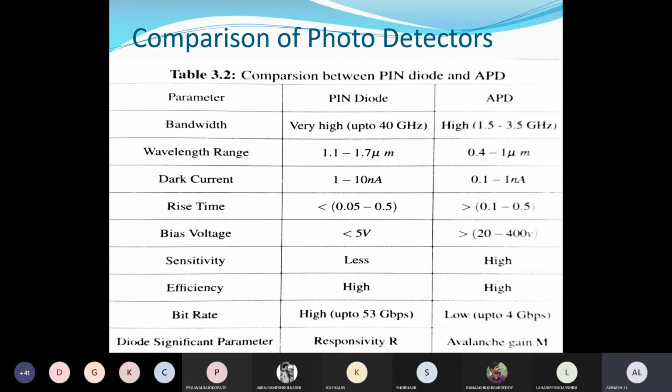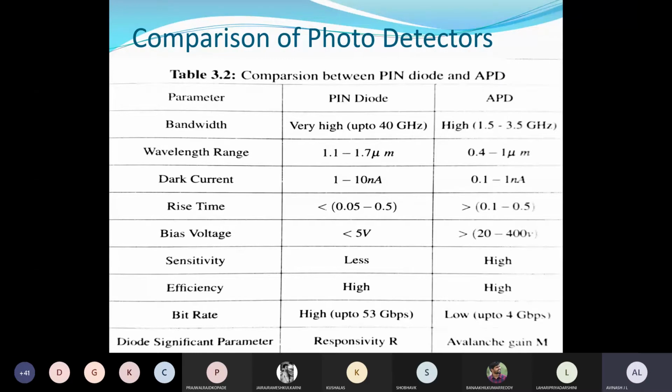When you are comparing the PIN diode and the avalanche photodiode, we are going to do a two-way comparison. With respect to which parameters? With respect to the bandwidth, the wavelength range, the dark current produced, the bias voltage, sensitivity, efficiency, bit rate, and other significant parameters. All those things we are going to consider. What is the first parameter? Bandwidth.